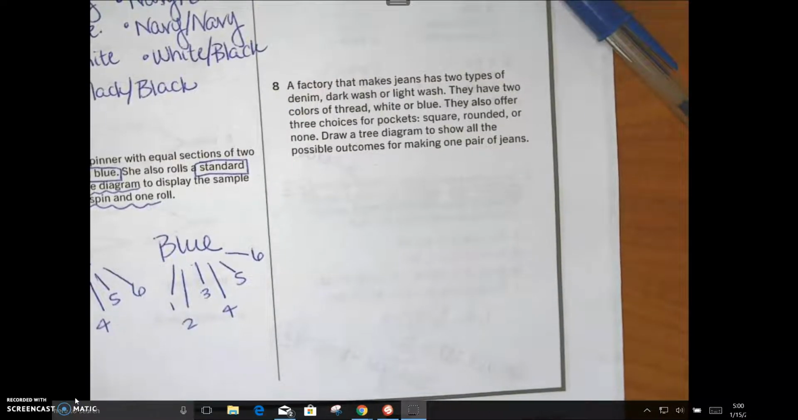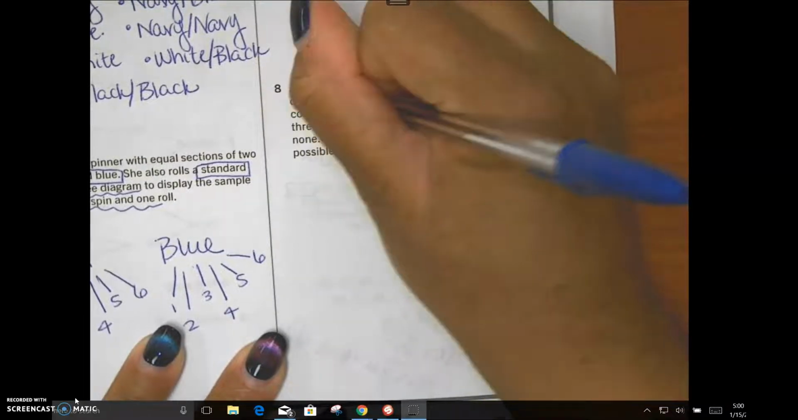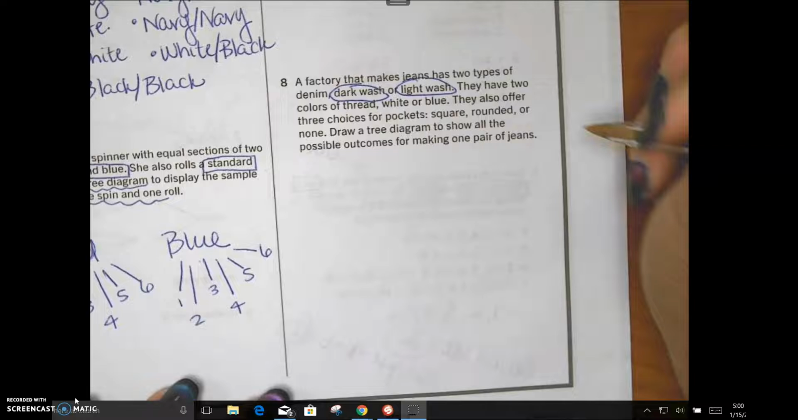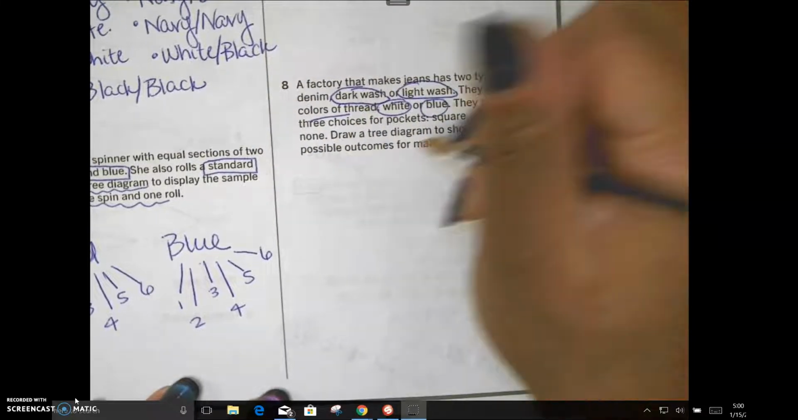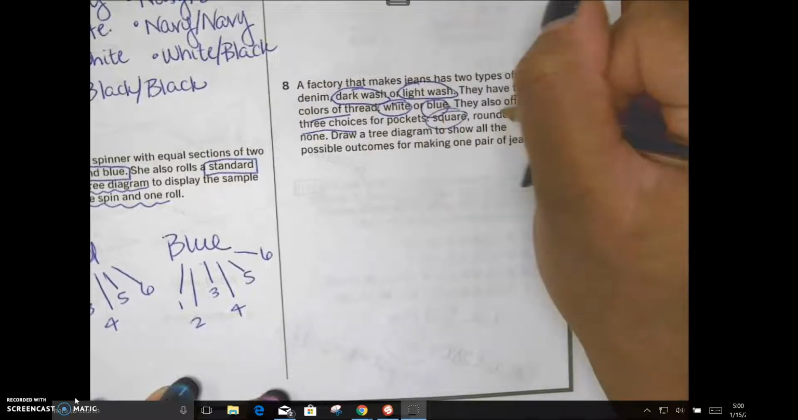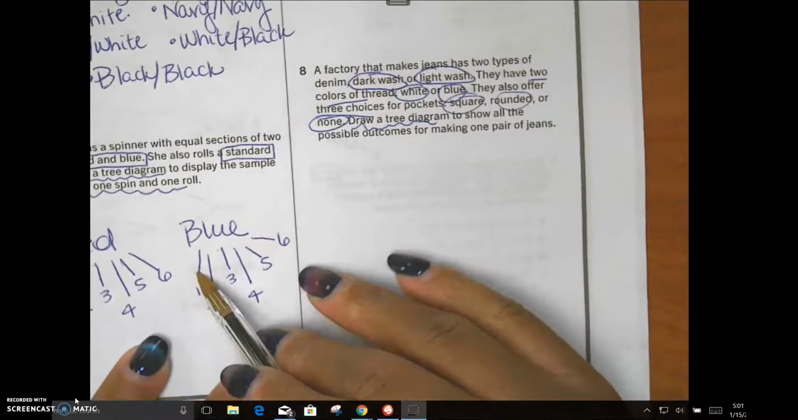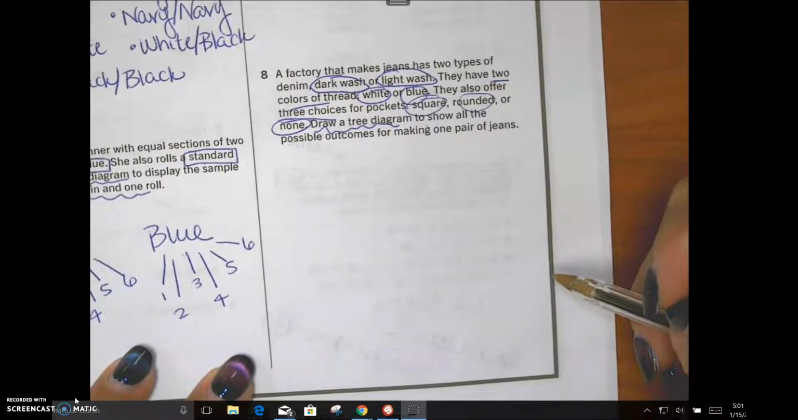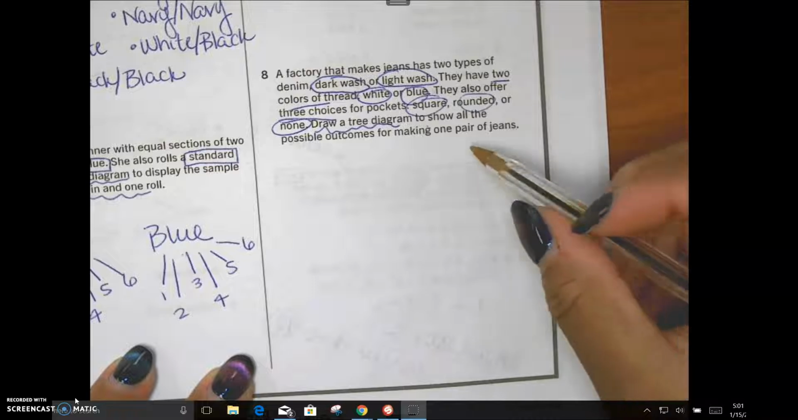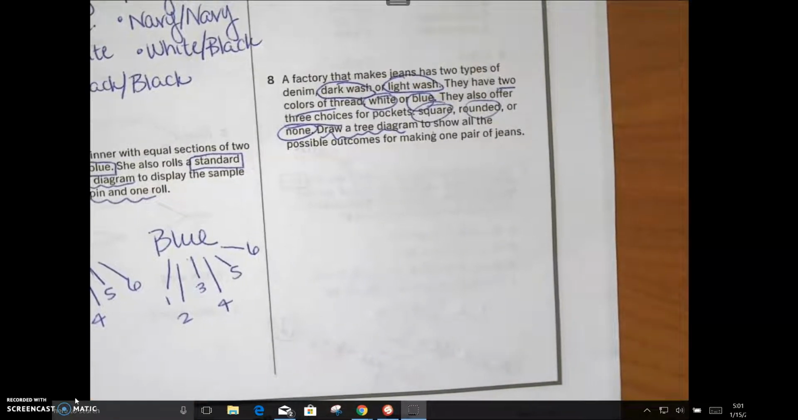Number 8, it says a factory that makes jeans has 2 types of denim, dark wash or light wash. They have 2 colors of thread, white or blue, and they also offer 3 choices for pockets, square, rounded, or none. Draw a tree diagram, just like you did for number 6, to show all the possible outcomes for making a pair of jeans. So, what is the first thing that I need to consider when I'm drawing my tree diagram?